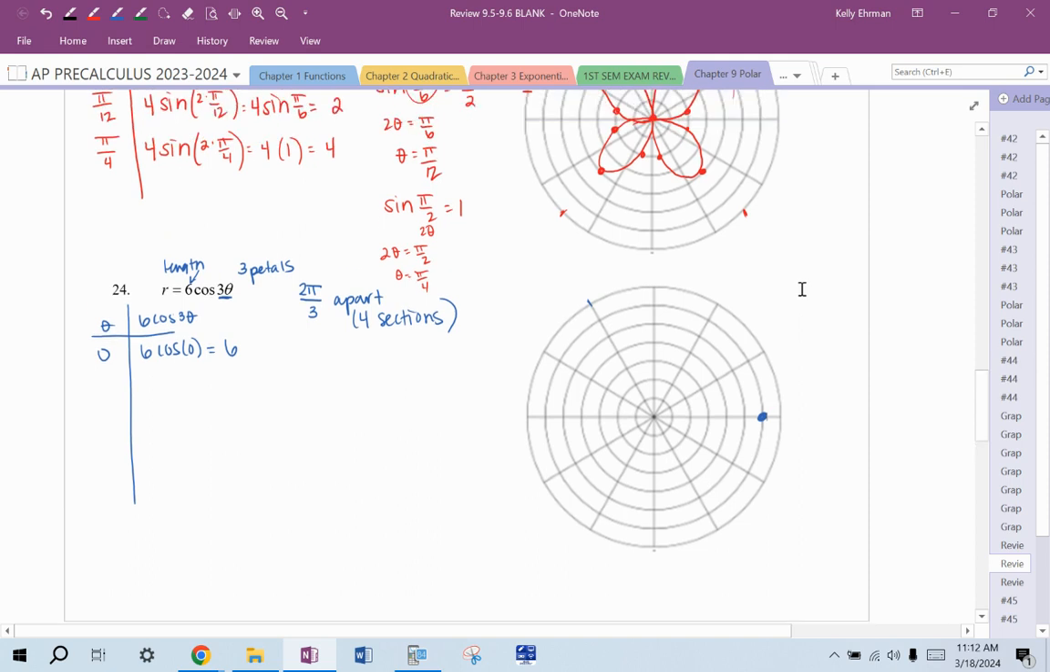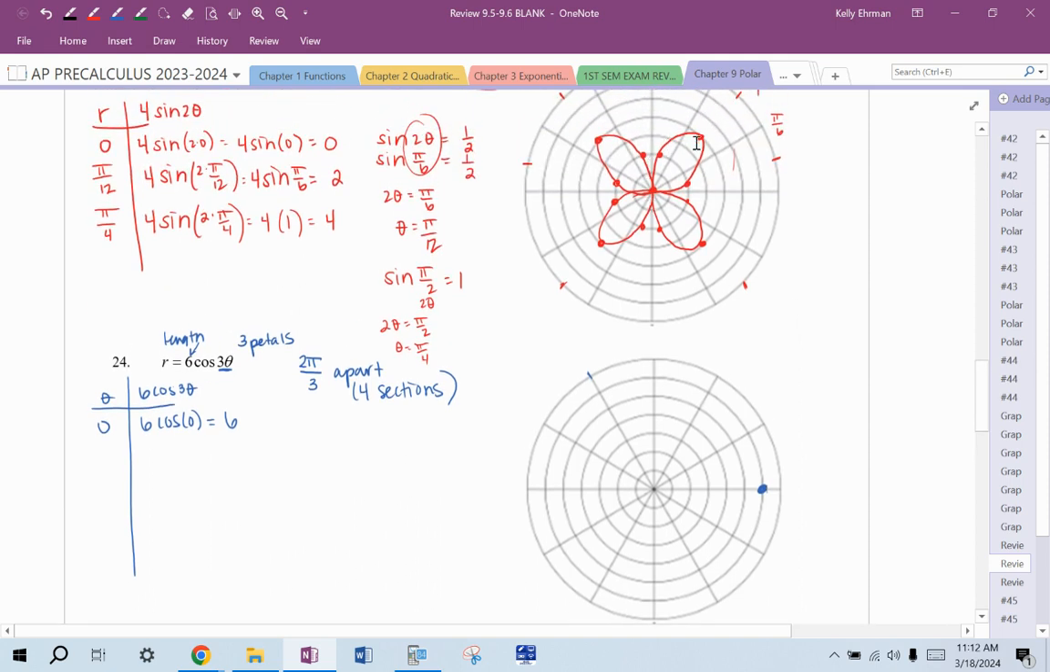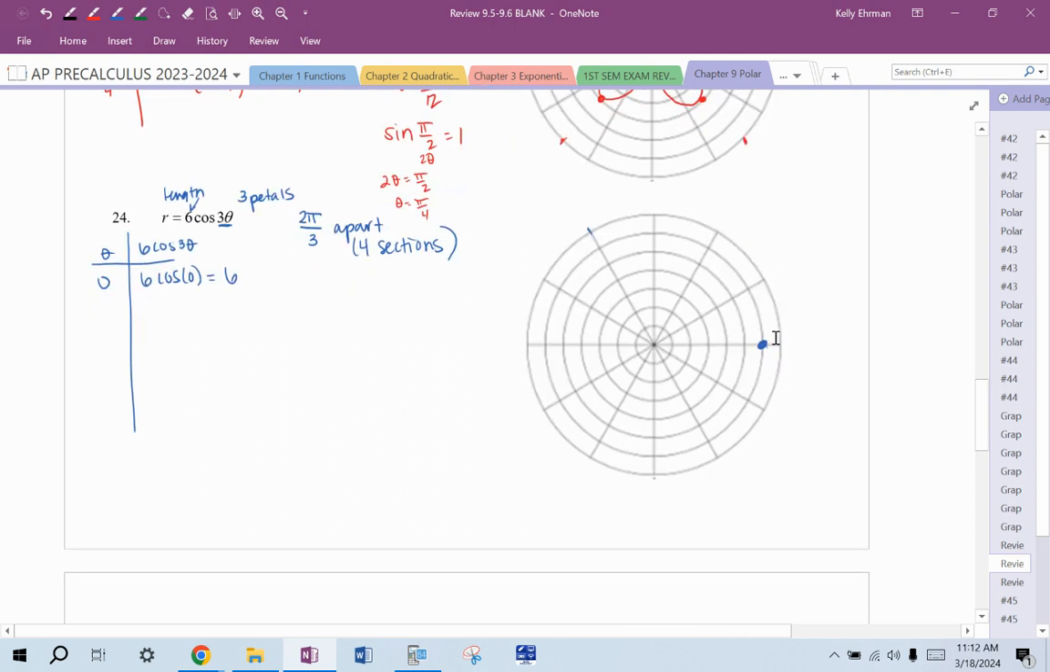You should notice that a rose curve for sine always starts in quadrant 1. The end of the petal starts there. And for cosine, the end of the first petal starts here on the x-axis every single time. And it's just because of where we put in 0.